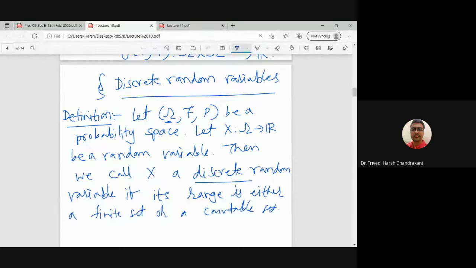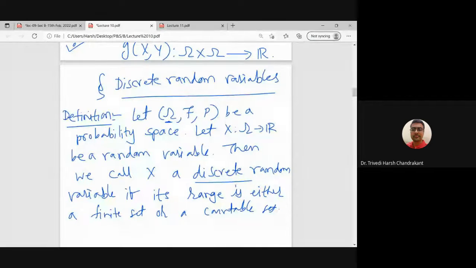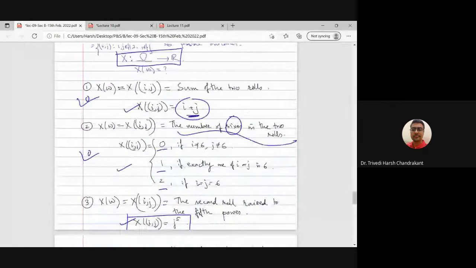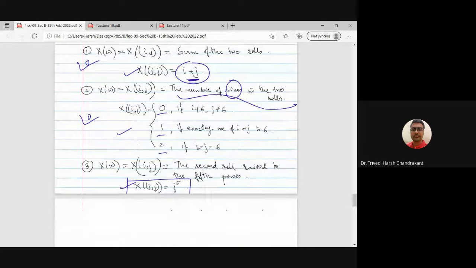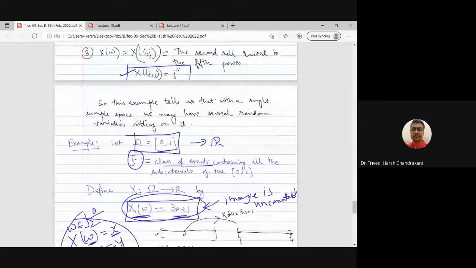So what is discrete random variable? That depends on what is the range of the random variable X. In this example, we have seen that the first three examples have the range as a finite set, so they are discrete random variables. But this example is not a discrete random variable because the image is uncountable.